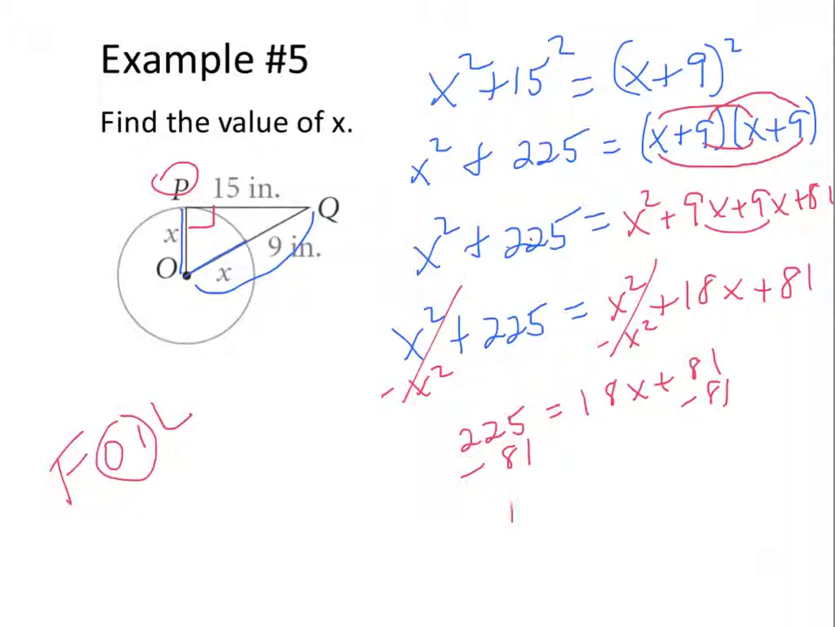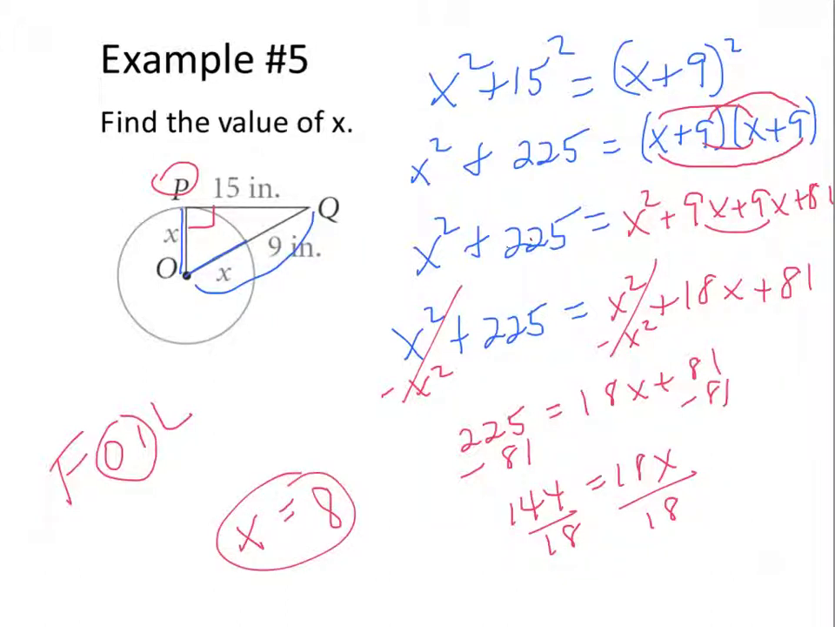And I'm going to get 144 equals 18x. Then I'm going to divide both sides by 18. And x is going to be 8. So that is what my radius is, 8.